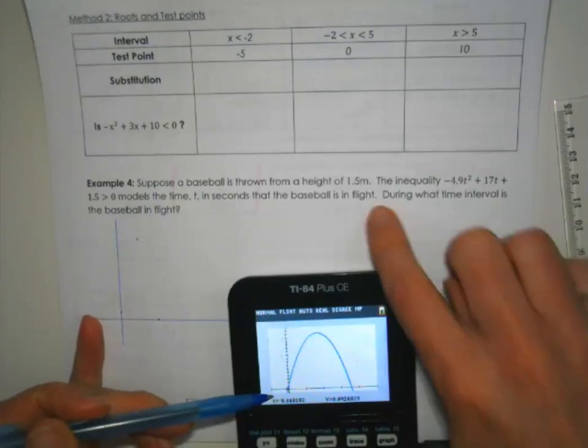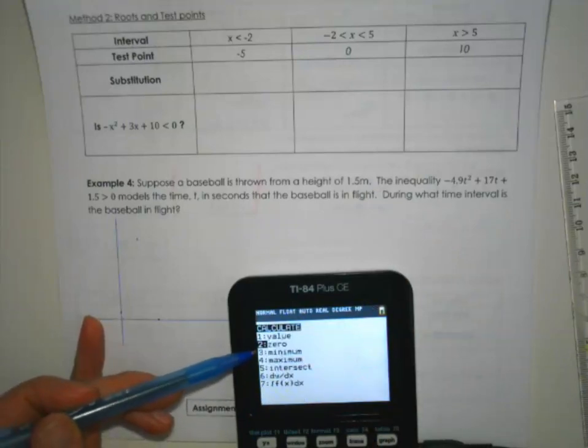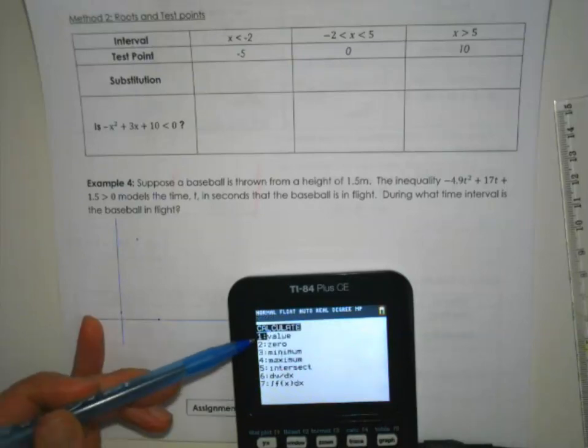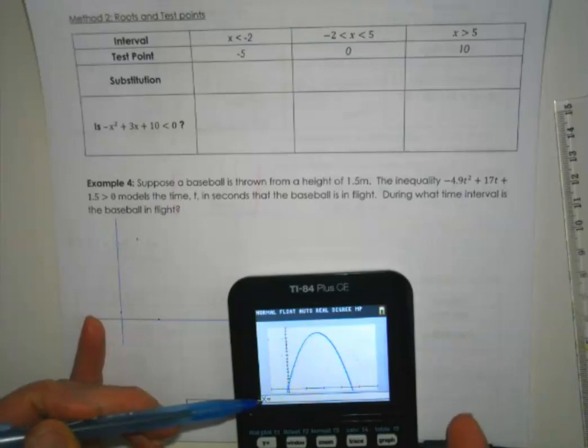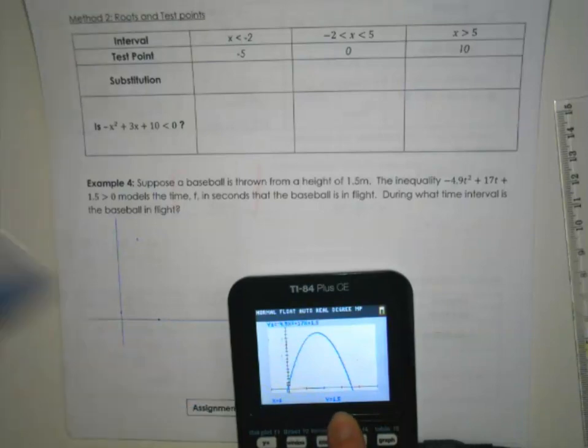So if we wanted to, what we could do is go to second function, trace, and go to value. That allows us to just enter our x value. So what we want is where was the ball at time 0. So x is 0. And we see that just like we would expect, the height of the ball was 1.5 meters, right? So that's where the ball leaves from.